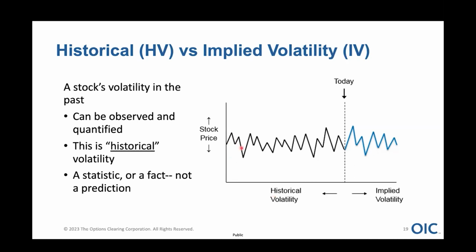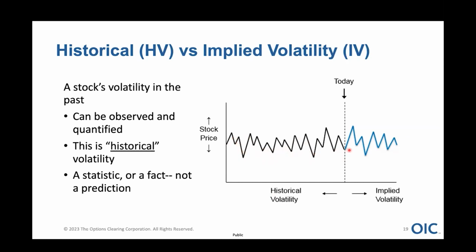So this black line here is a stock's historical volatility. Okay, it's a backward-looking metric, and it's telling you how volatile a stock has been in the past. So this is something that's measurable. It's a statistic. It's not a prediction. And it's kind of like an EKG for your stock. It's telling you how volatile this stock has been in the past.